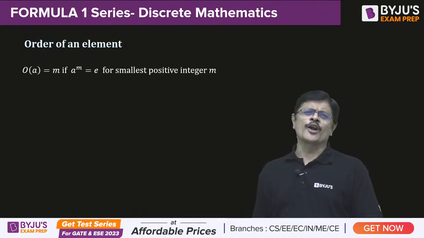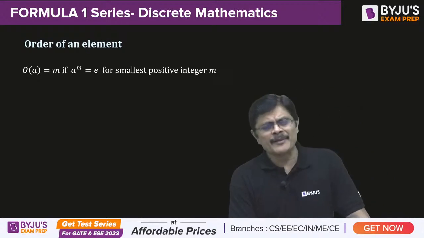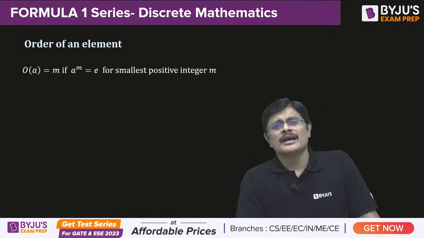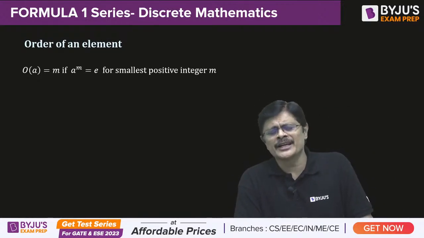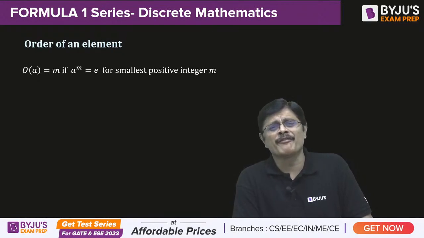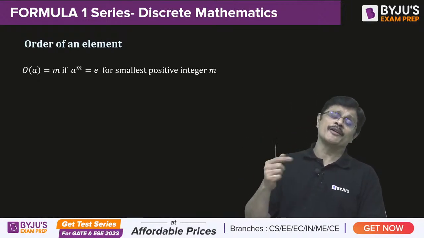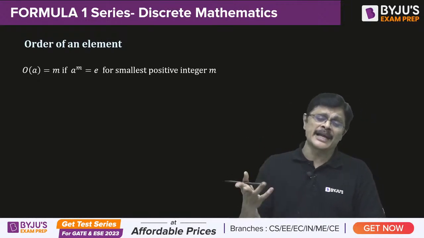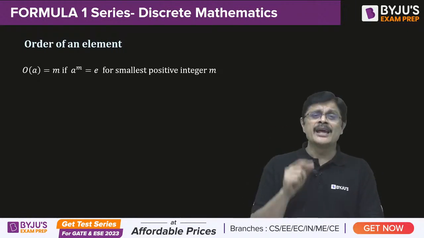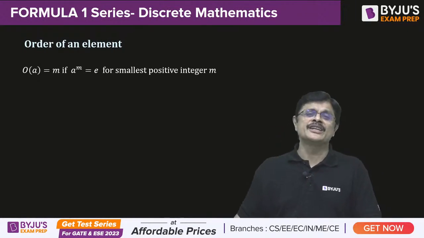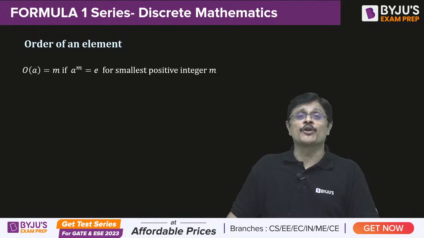Now this is called the order of an element, sir. You say that A is of order M if you can find a smallest positive integer M such that A power M is equal to E. That is, A operated with itself M times, you should get identity. If that M is the smallest positive integer doing that, then we can call it the order of an element, my dear friends.